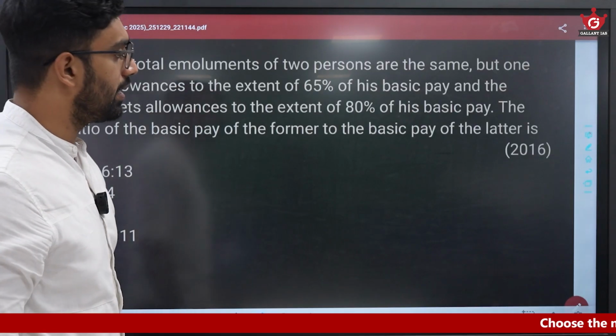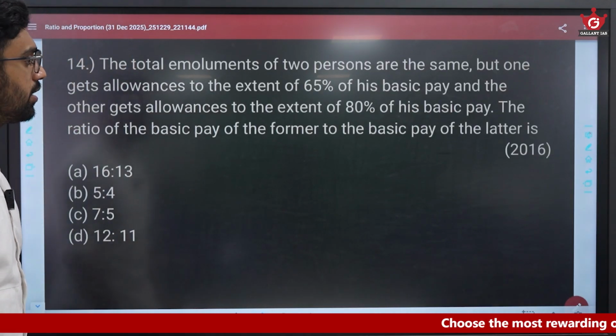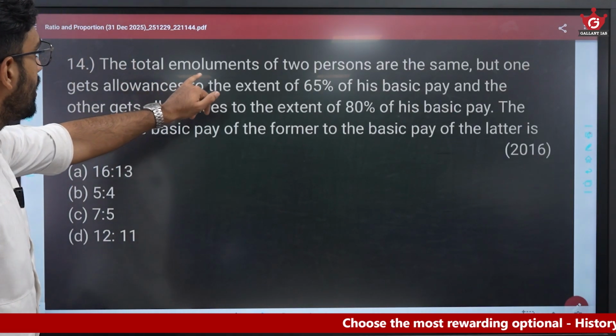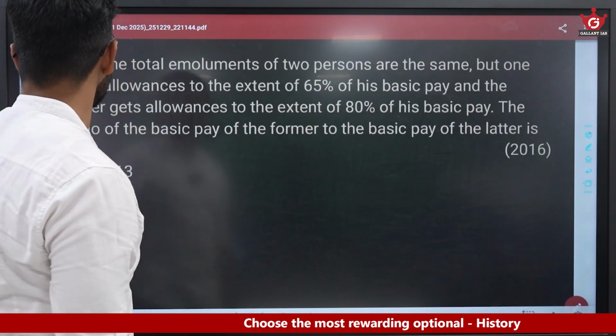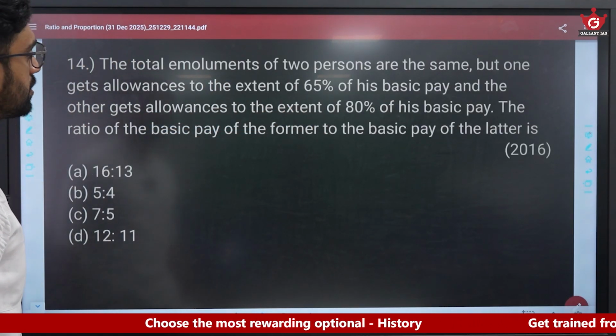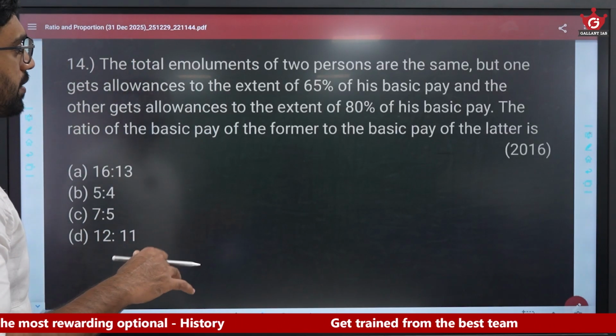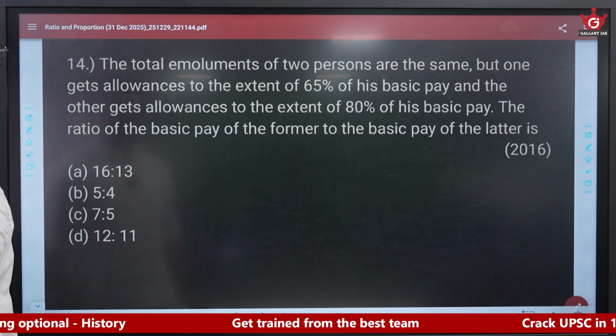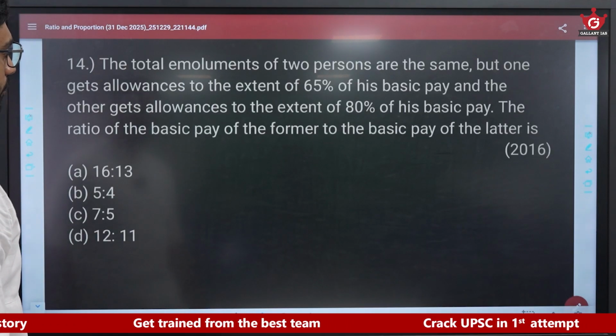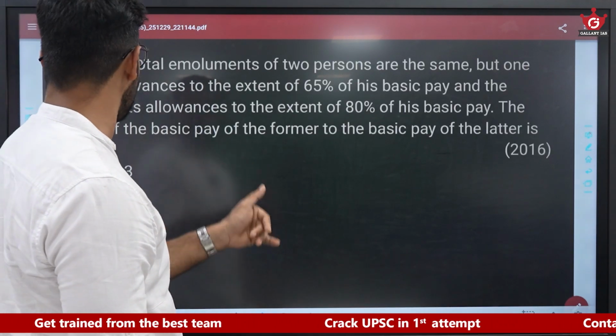So this is another question, asked in 2016. In this question, the total emolument of two persons are the same, but one gets allowance to the extent of 65% of his basic pay, and the other gets allowance to the extent of 80% of his basic pay. The ratio of the basic pay of the former to the basic pay of the latter is?